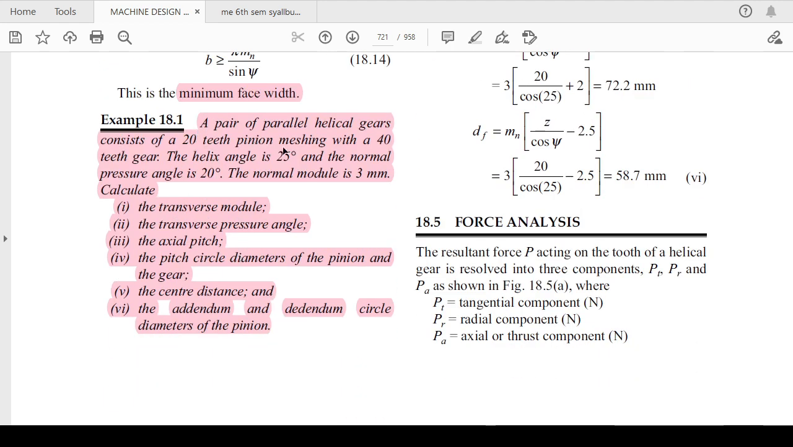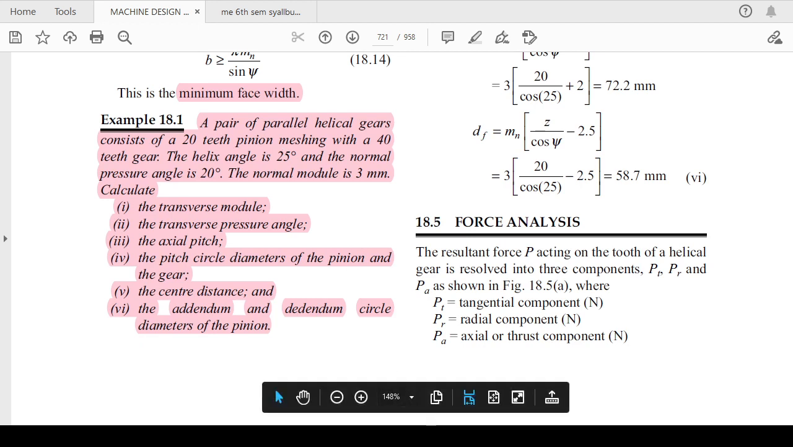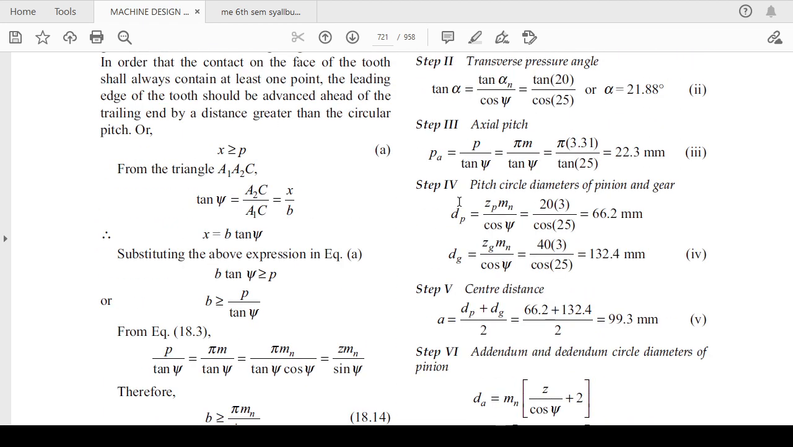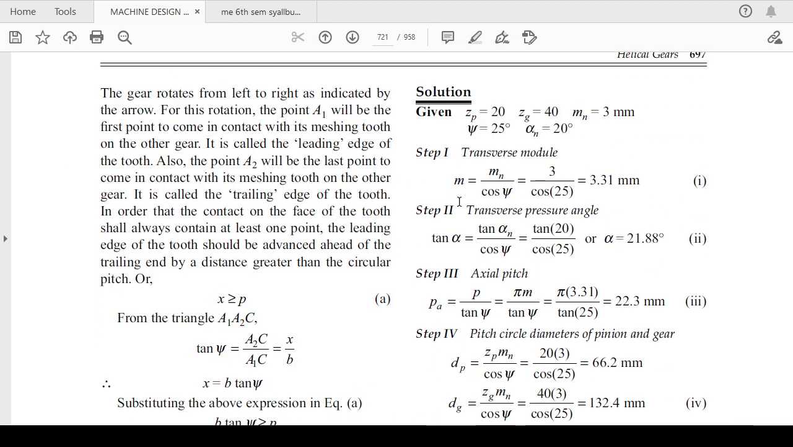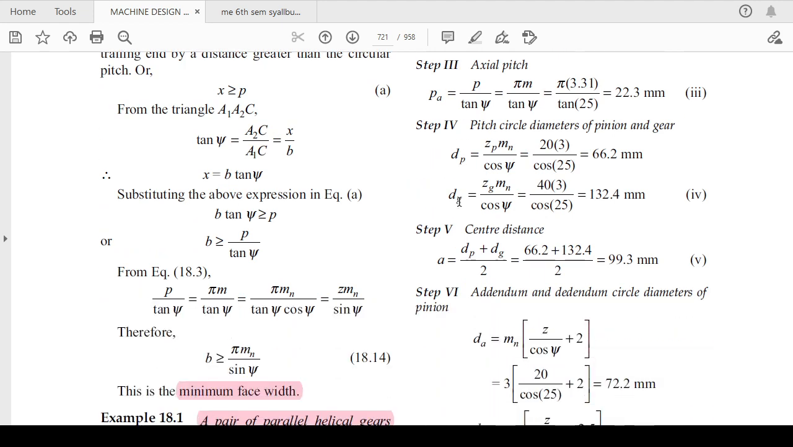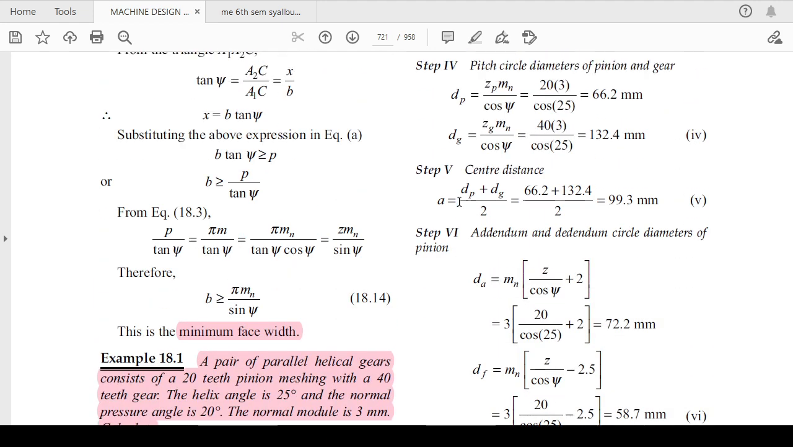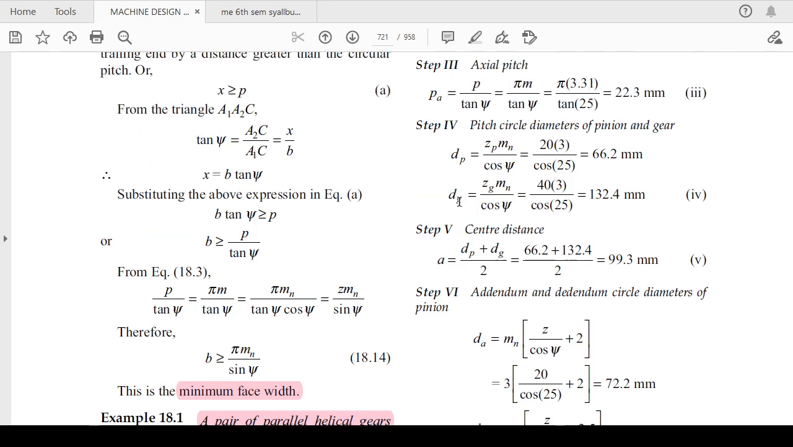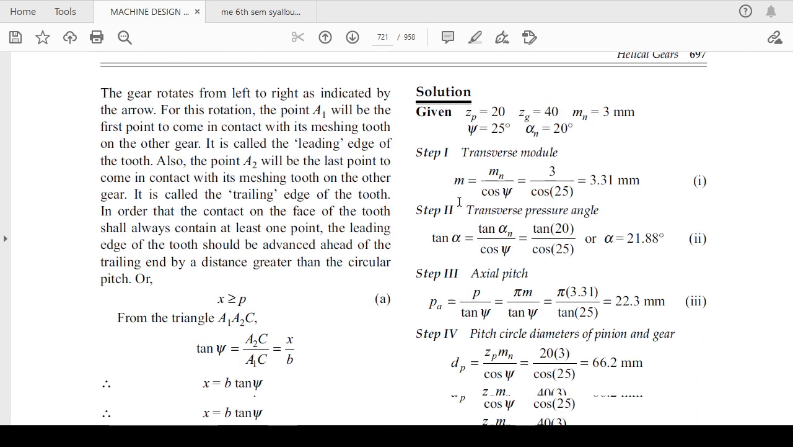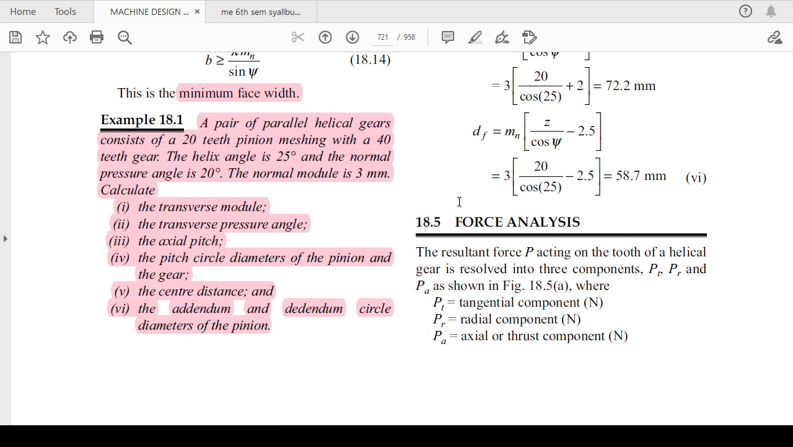There is a numerical you can see here. Try to solve this numerical. If you have any doubt, you can ask. I am also showing you the answers of this numerical. This is just a basic revision of your helical gear basics, and in the upcoming session we will come up with force analysis of helical gears. So try to prepare this topic so that you have the basic revision of the helical gear terminology. These are the answers, so try to prepare this numerical. In the next topic we will discuss the force analysis of helical gear.